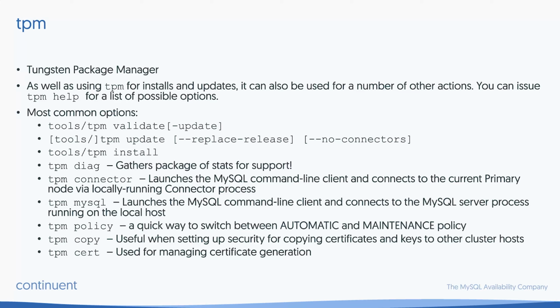Specifically when you are updating software versions, or you are making quite significant changes to the configuration, we recommend running tools/TPM Update with the Replace Release option, as this will then ensure that any metadata and configuration files are rebuilt cleanly. The No Connectors option to the TPM Update can also be used if you are running the update on a host that has a connector.